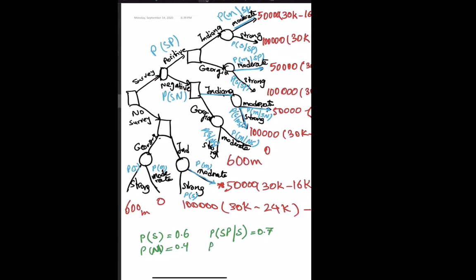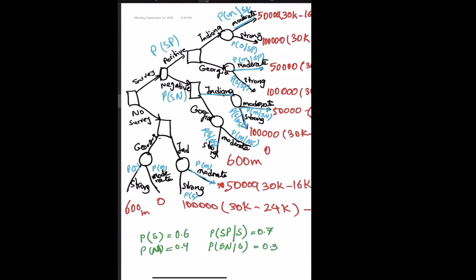So the complement is the probability of negative survey given strong sales is 30%. Negative given the strong. Remember, for the complements, we never change the condition part. We always change the left part. And that's 0.3. Okay, Rene, tell me the next one.